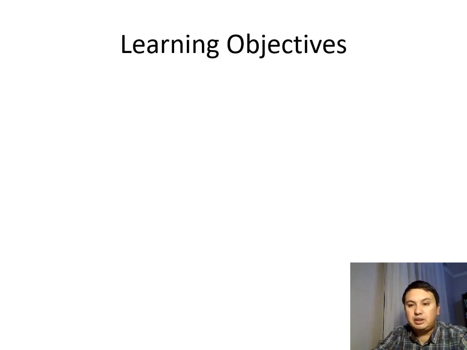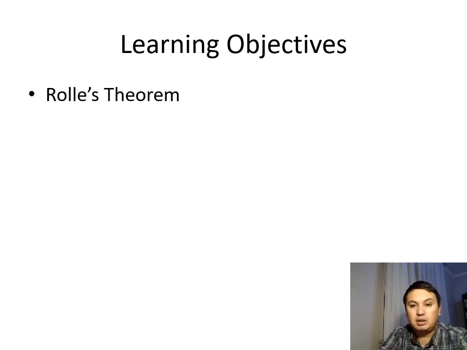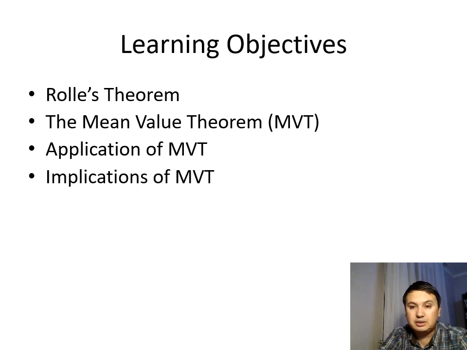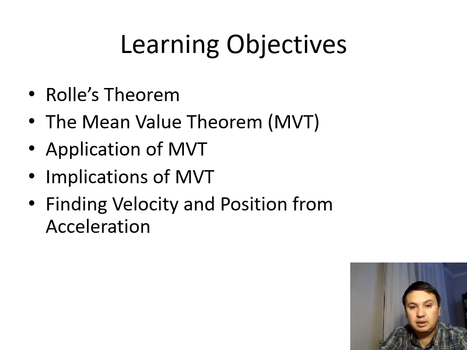Our learning objectives are Rolle's theorem, and then we discuss the mean value theorem, and then we'll give an application of the mean value theorem, and then we discuss mathematical implications of the mean value theorem, and then we discuss finding velocity and position from acceleration using derivatives.